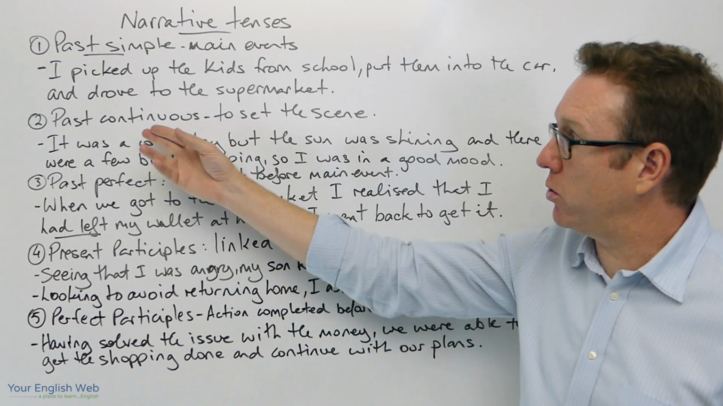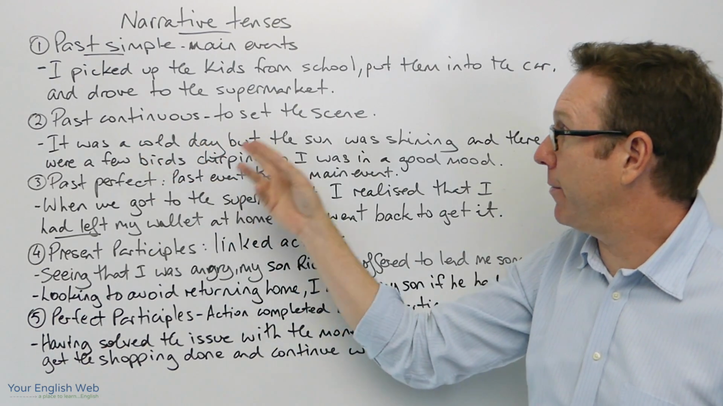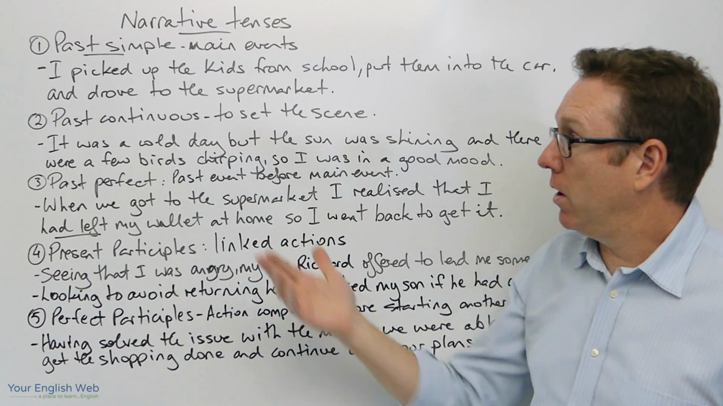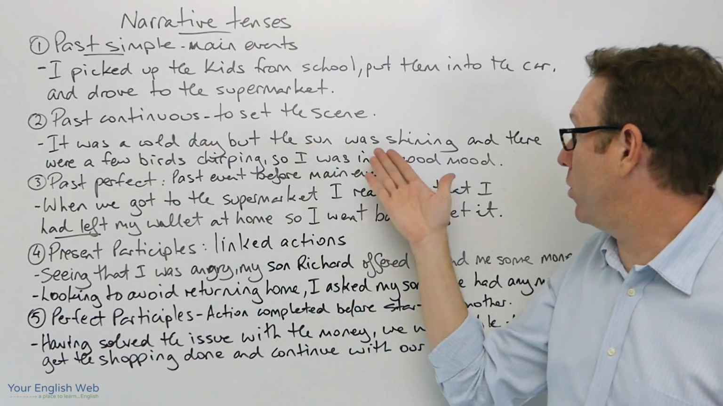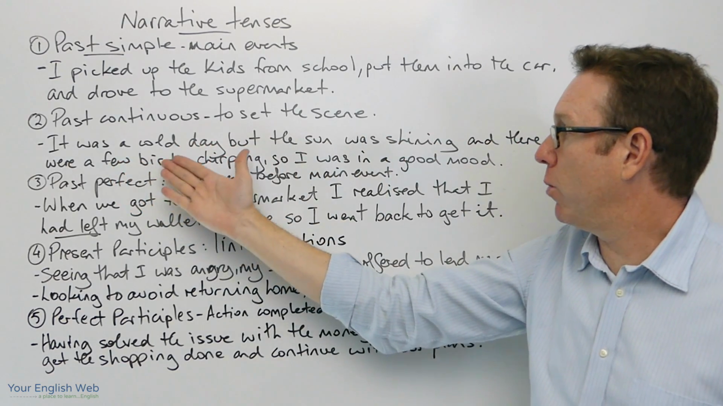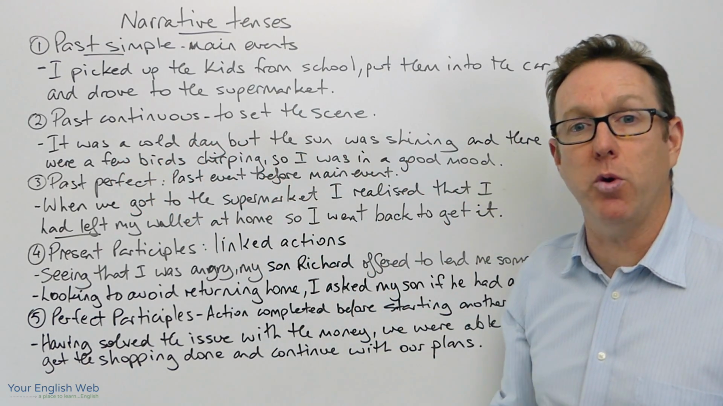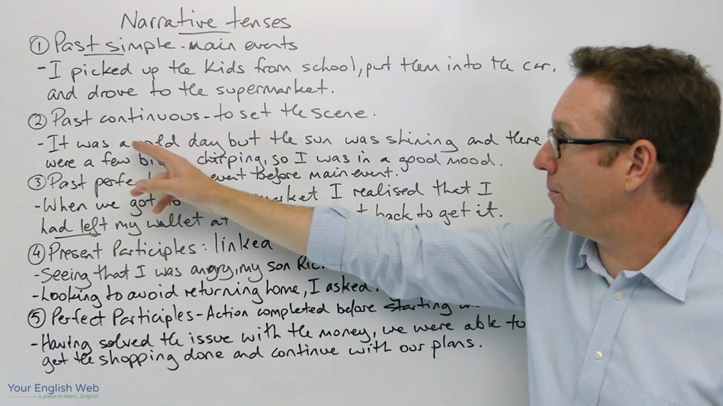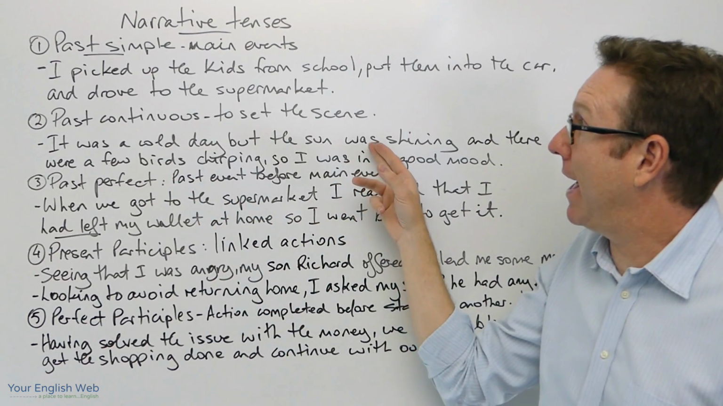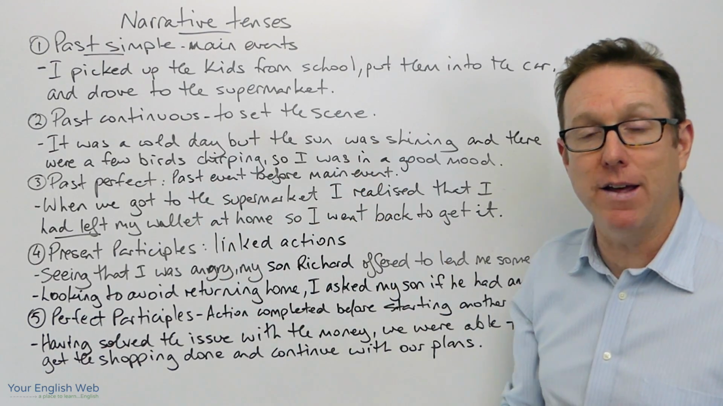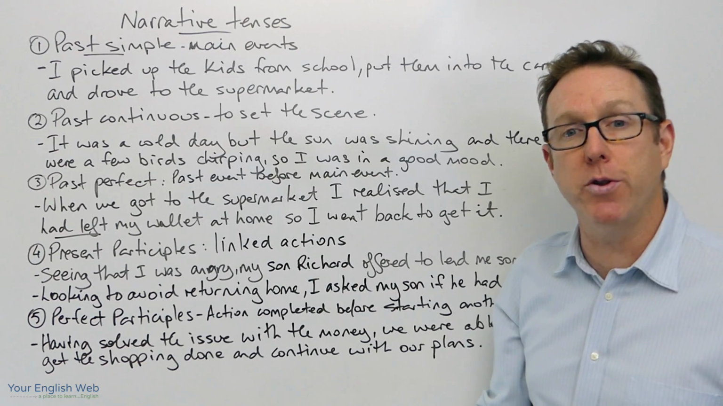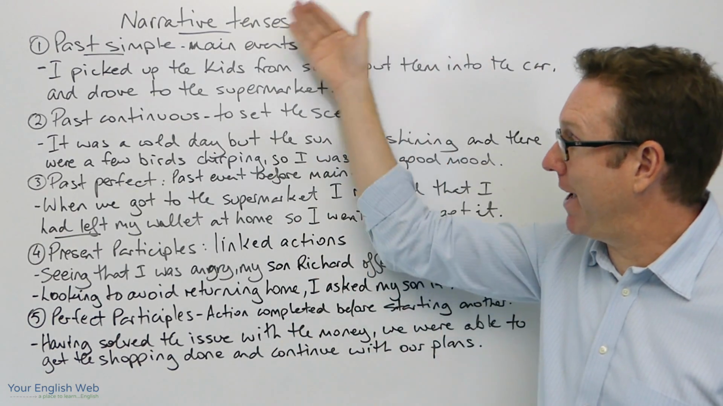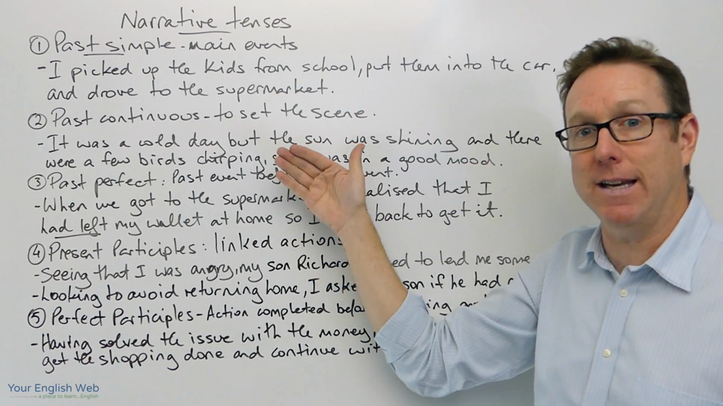Another tense that we use is the past continuous, and the past continuous is used to set the scene. So it was a cold day, but the sun was shining and a few birds were chirping, so I was in a good mood. So I'm setting the scene with the past simple and the past continuous here. The sun was shining, the birds were chirping, okay? So we're setting the scene. So we've got the main events and we set the scene.